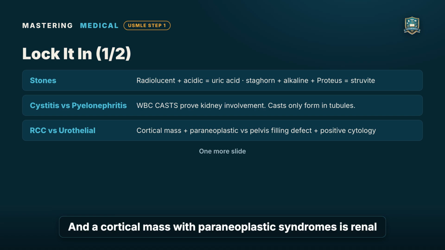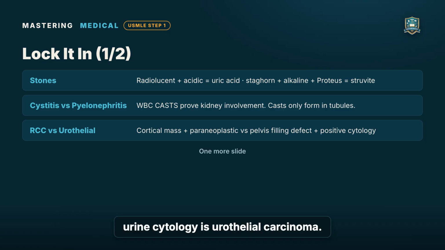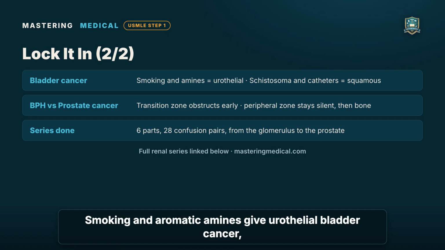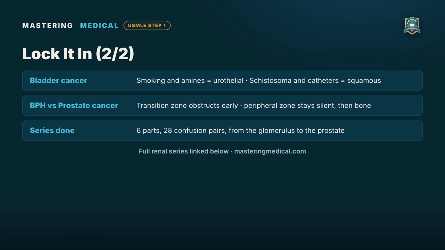And a cortical mass with paraneoplastic syndromes is renal cell carcinoma, while a renal pelvis filling defect with positive urine cytology is urothelial carcinoma. Smoking and aromatic amines give urothelial bladder cancer, while schistosoma and chronic catheters give squamous. And in the prostate, transition zone disease obstructs early while peripheral zone cancer stays silent until it reaches bone.